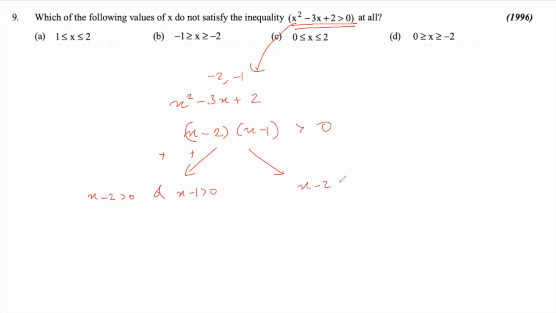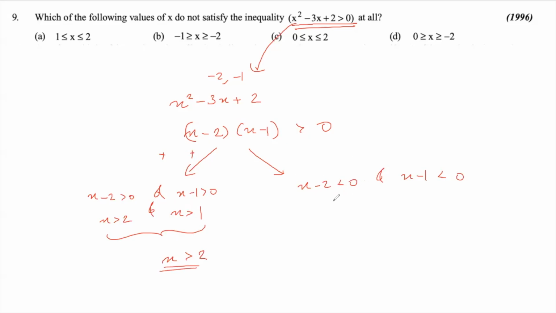So x minus 2 is less than 0 and x minus 1 is also less than 0. In the first case, x should be greater than 2 as well as x greater than 1. For both of them to be simultaneously true, I have to consider x greater than 2.